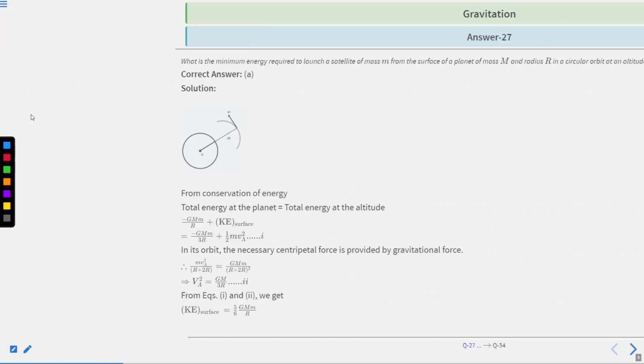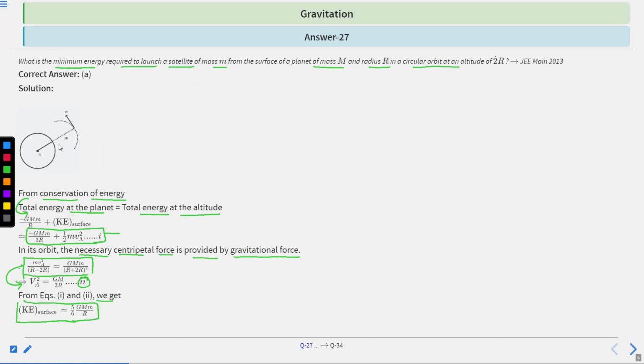In the diagram shown, suppose this is a satellite moving with velocity v naught, and the radius is R. The altitude is 2R, so the total is 3R. That's why we add R plus 2R here. So the correct answer is A.